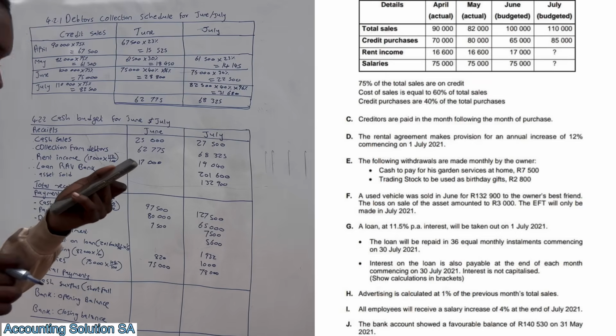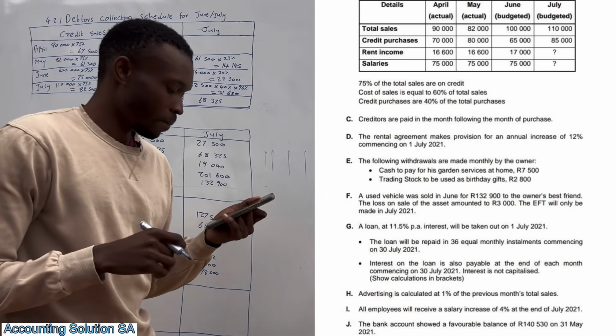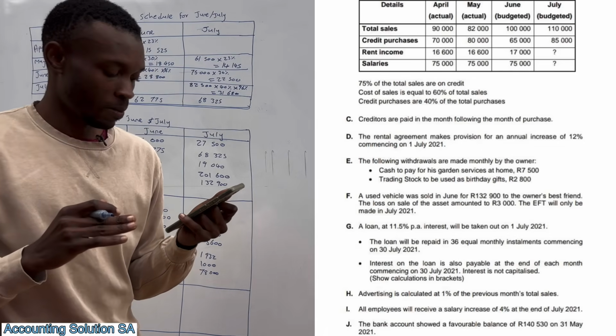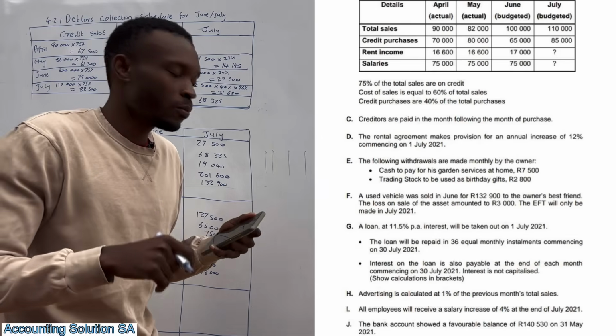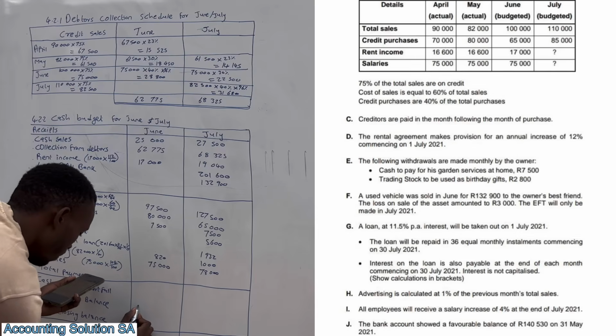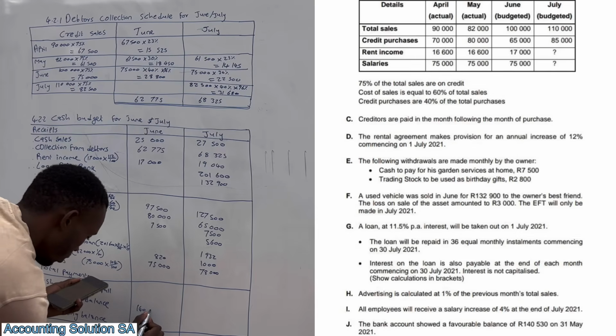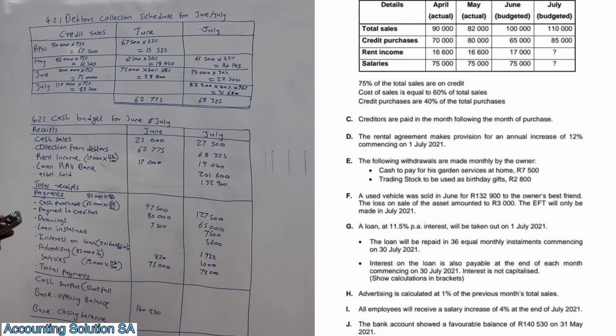Okay. And the other one, the bank showed a favorable balance of 140,530 on 31 May 2021. The bank showed a favorable balance. Favorable balance is positive. Unfavorable is negative. This one is positive. Opening balance will be 140,530. Okay, now we are done with everything.